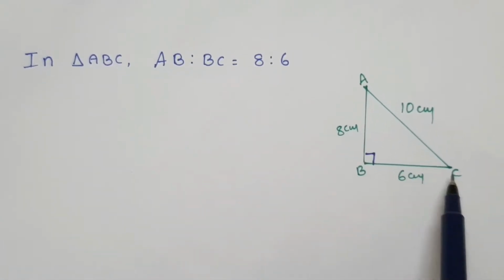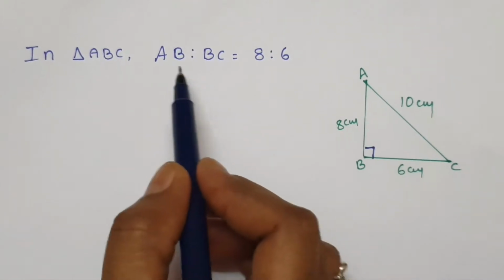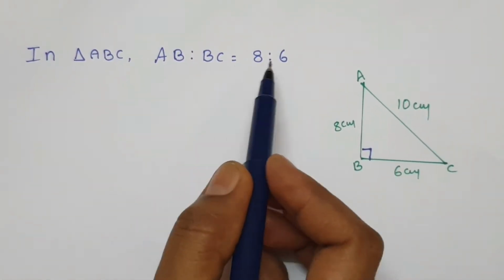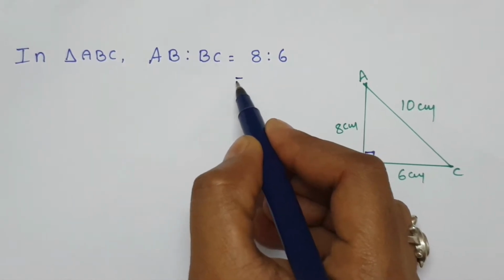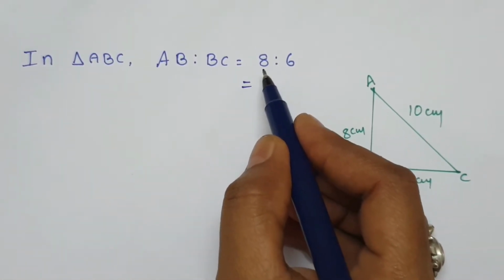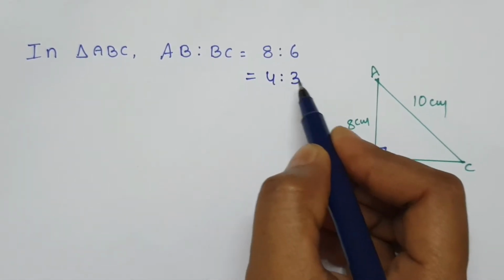AB is to BC. AB means 8. 8 is to 6. AB is to BC equal to 8 is to 6. Means here cancellation. Is to means nothing but divide. 2 4s are 8, 2 3s are 6. 4 is to 3.